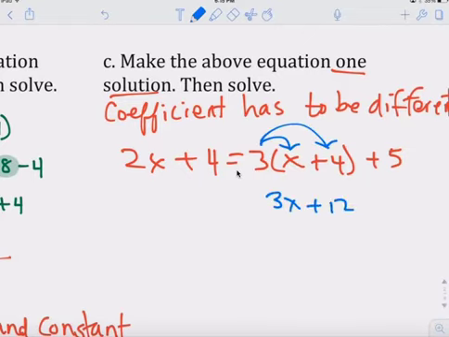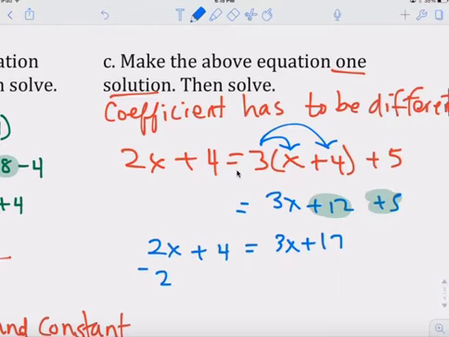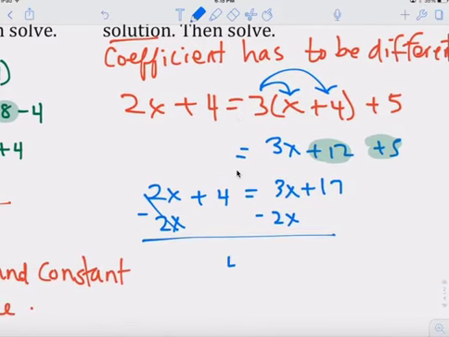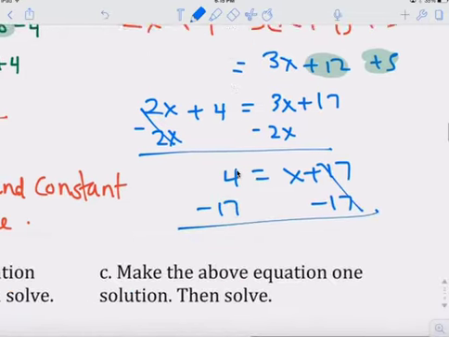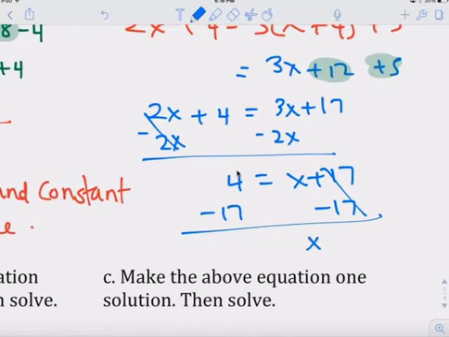3x plus 12 plus 5. You combine these because they're alike. 17 plus 3x equals 2x plus 4. Minus 2x, minus 2x. Okay? 4 equals x plus 17. Minus 17, minus 17. That's 0. X equals negative 13. That's it. X equals negative 13.